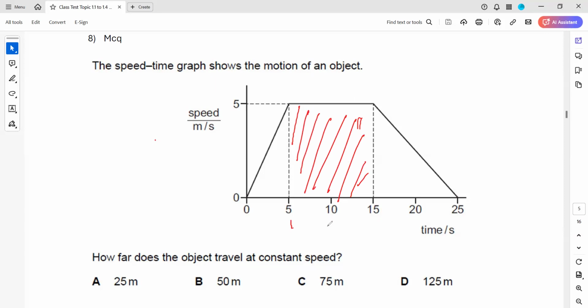The area of this part: this length starts from 5 and ends at 15, so this will be 10. This height, starting from 0 and ending at 5, is 5. So this will be 10 into 5, which makes 50 meters. So B should be the right answer for this, because they did not ask for the total distance, they only asked for the distance traveled at a constant speed, which is for the horizontal line.